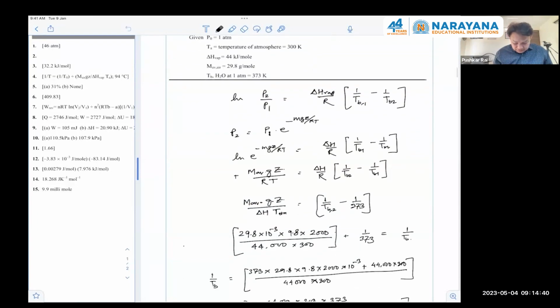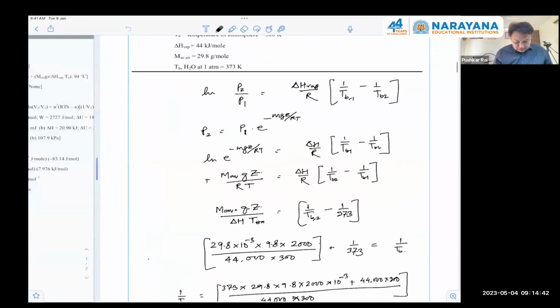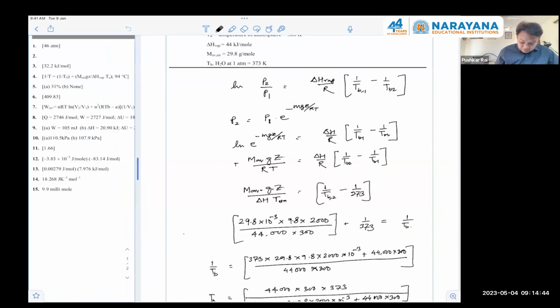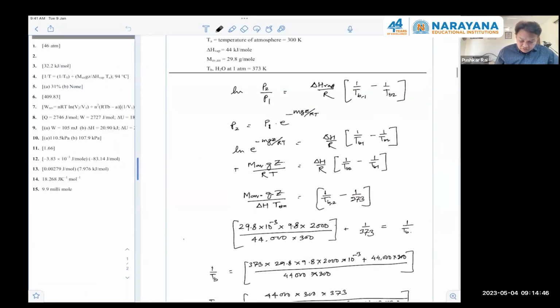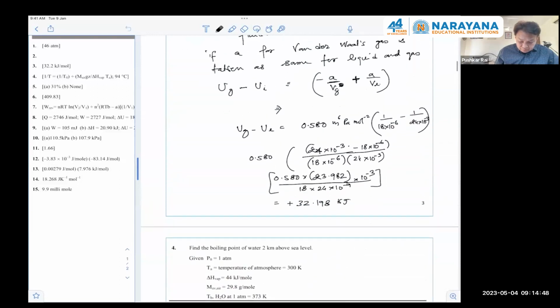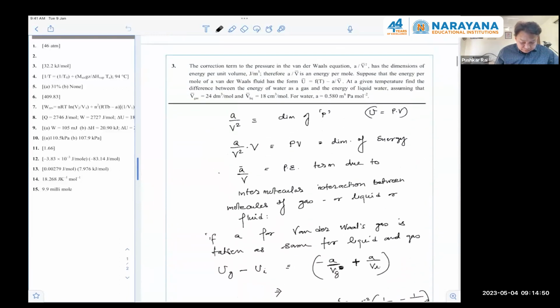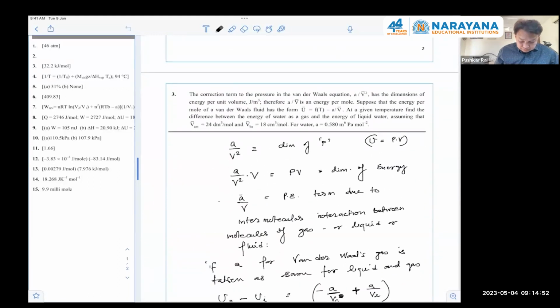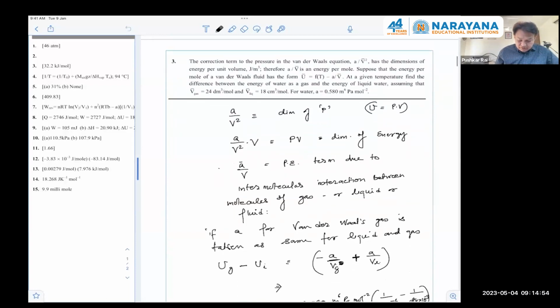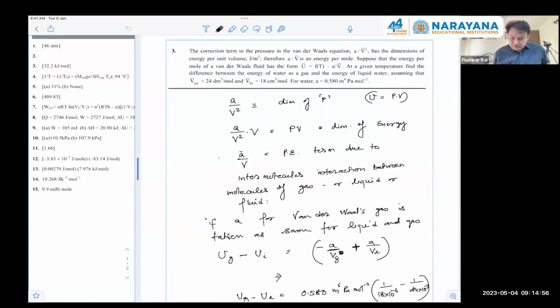So I think this solution is here. I think it's a pretty straightforward question if you got the answer based on the barometric formula. The third question is a theoretical question. If somebody wants to ask for some discussion, then I'm very open to it.